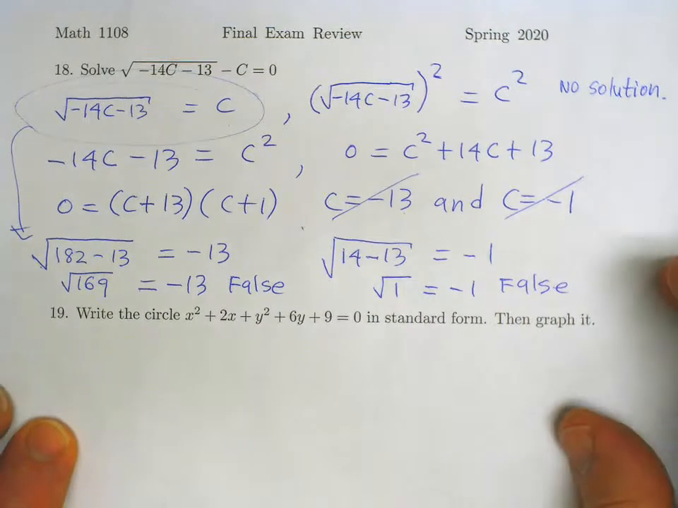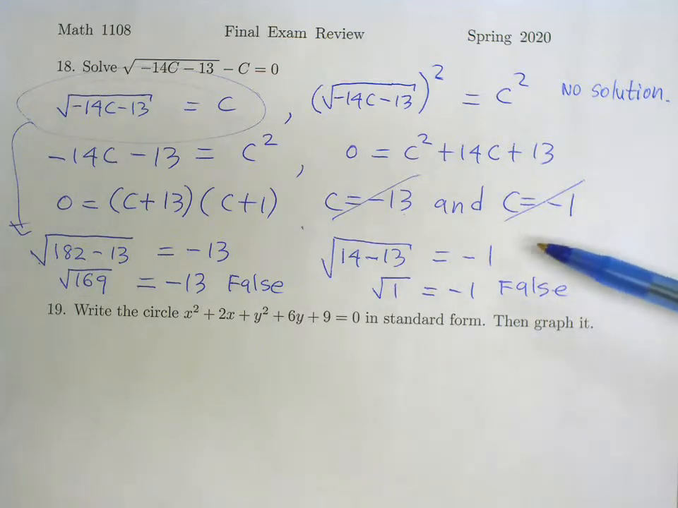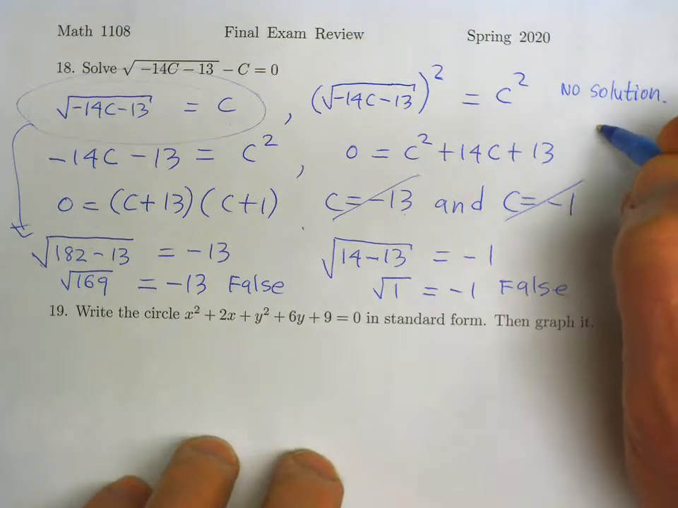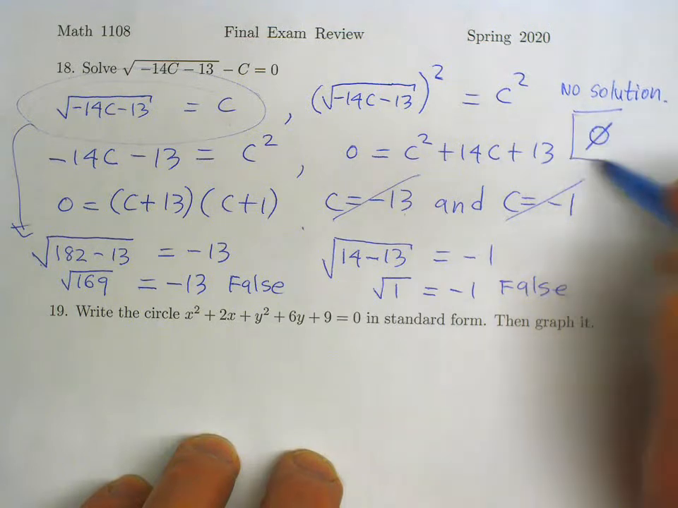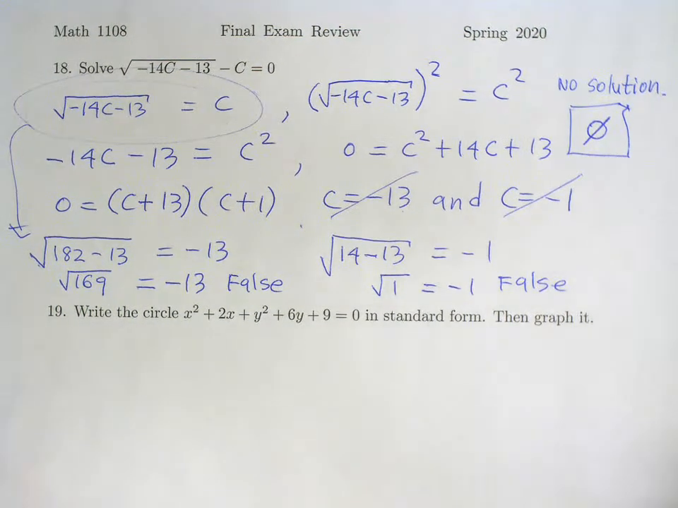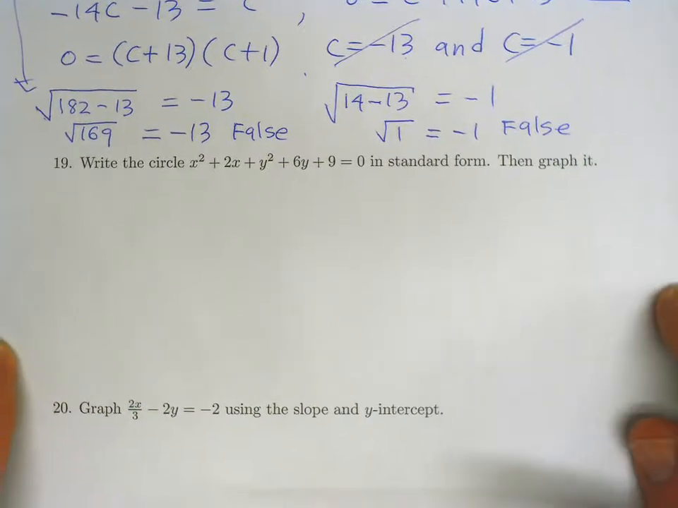Has no solution because a positive number can never equal a negative number. If this is a final exam question in Newton, then you would have to use the empty set symbol for your answer. Okay, the next problem, number 19.